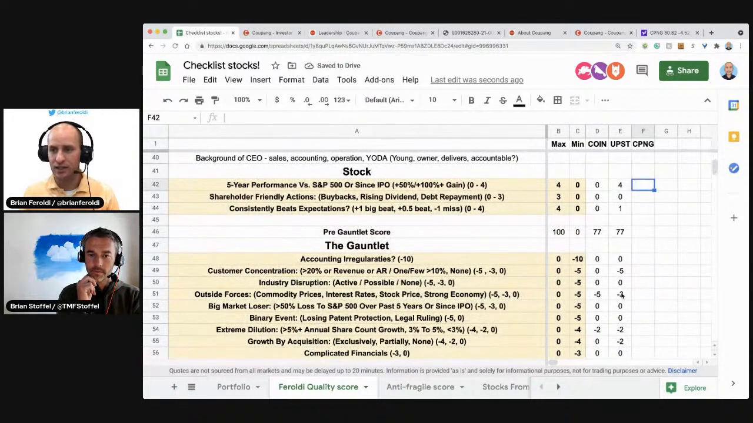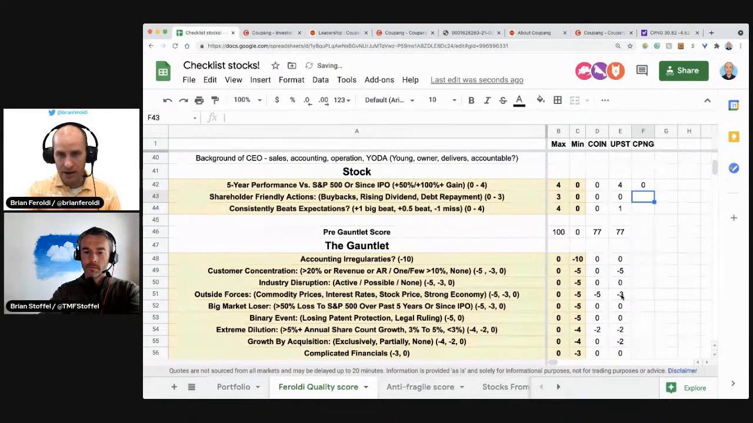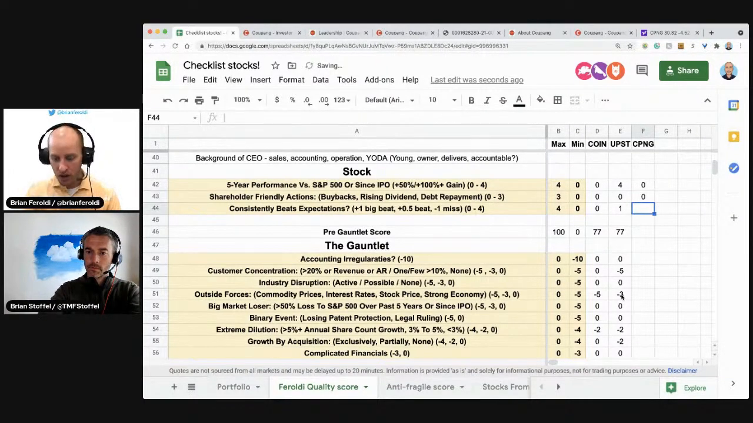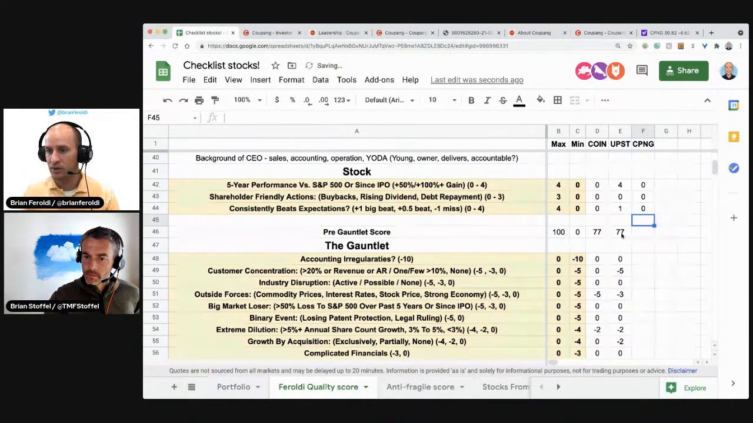How has the stock done since it came public? It's lost money. It's lost to the market, so I'm giving them a 0. They are not buying back stock. They are not paying a rising dividend. They are not repaying debt. And they missed their expectations on their first one. So that's a 0, 0, 0. So that is a score of 74.